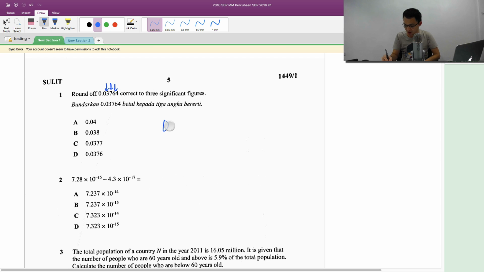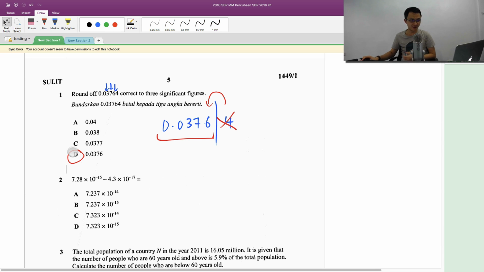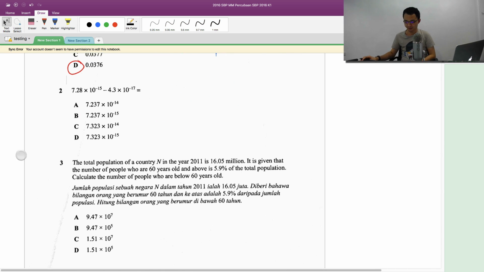So I will stop at 0.0376. That's all. And then I pay attention to the number at the back. If this is 5 or more than 5, I will add one to the front value. But obviously this is 4, so it doesn't matter. So this should be my answer. Significant figures should be very easy.